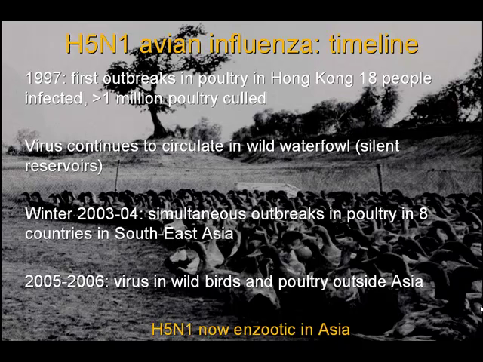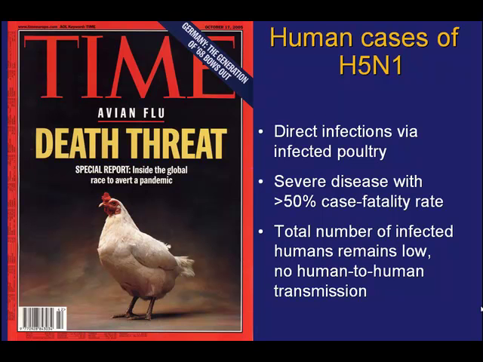So the history of H5N1 is also very interesting and complex. The virus has been present for more than 10 years now. It has also spread beyond Asia. And the important thing is that it's the most widespread outbreak of a highly pathogenic avian influenza virus ever. It has become enzootic in large areas of Asia, and we will have to live with it for several more years.